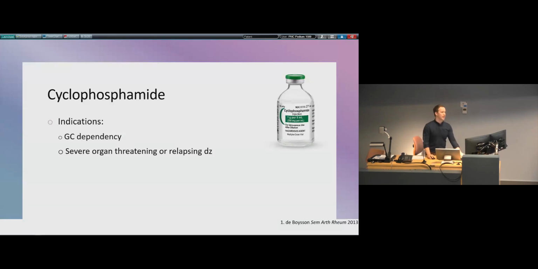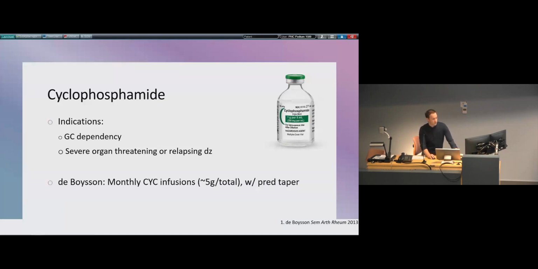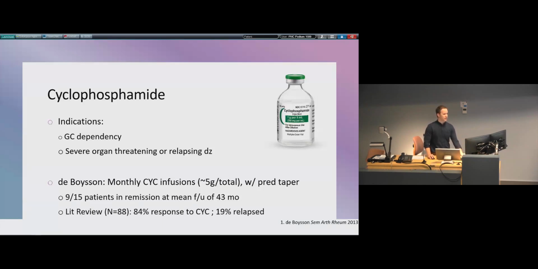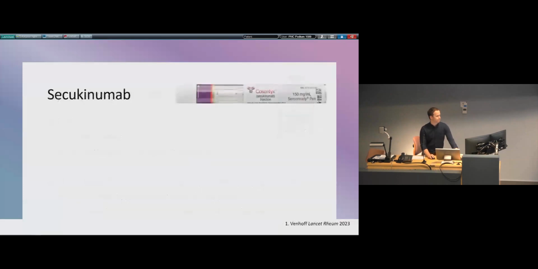Cyclophosphamide, so this is our in-reserve treatment for patients on high dose glucocorticoid after a prolonged period of conventional treatment, so high glucocorticoid dependency, or for severe or life-threatening disease. The Duboisson study was probably the highest quality, where they did monthly cyclophosphamide infusions with a total of about 5 grams with a prednisone taper. About 9 out of 15 were in remission at mean follow-up after several years. And in their associated literature review, about 85% of patients will respond to cyclophosphamide, but still have about a 20% relapse rate.